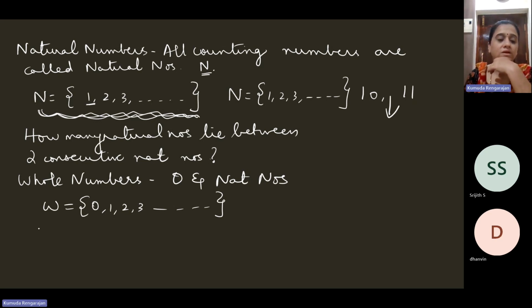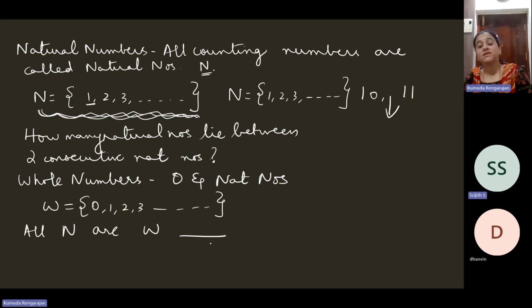Now, say true or false. All natural numbers are whole numbers. All N are W.